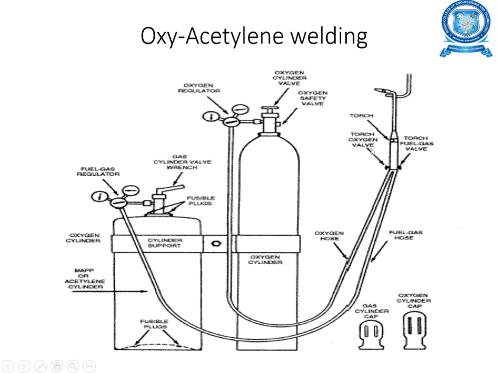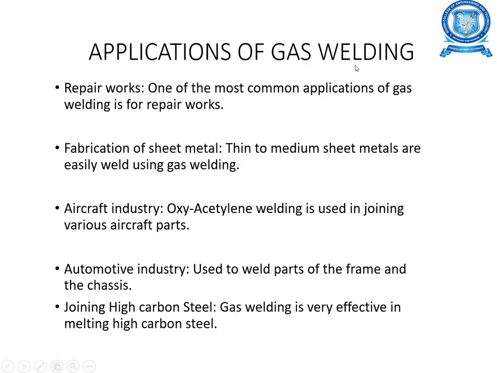And here you have a torch oxygen valve knob to control the flow of oxygen and acetylene gas into the welding torch chamber, where the oxygen and acetylene are mixed. After mixing, the gas comes to this tip, where, when lighted with a fire, it gets burned.